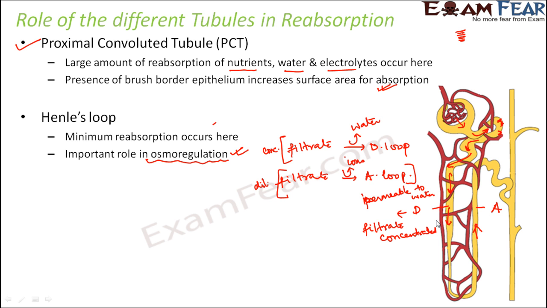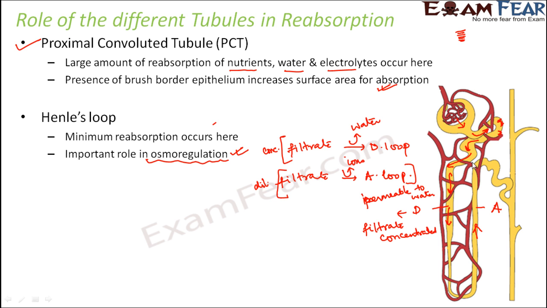So there is no major reabsorption here. However, they play a very important role in osmoregulation. We will also talk about this Henle's loop when we talk about the counter current mechanism. That is what motivates this movement of water and ions in the Henle's loop. What creates that gradient to cause this movement of water and the ions in the ascending and descending limb of Henle's loop? That we will take up in a separate topic a little later.